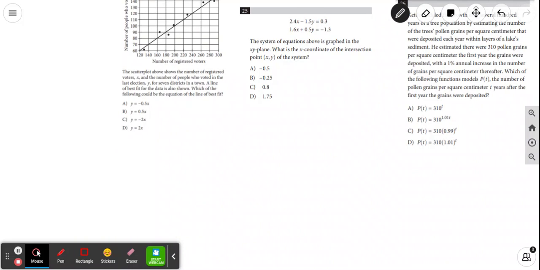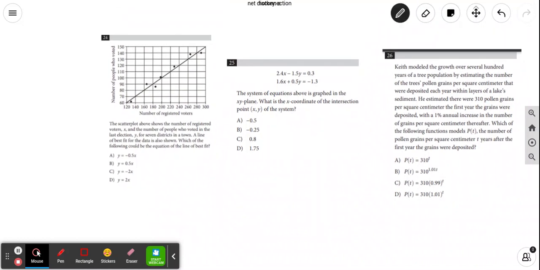Okay. 24. The scatter plot above shows the number of registered voters X and the number of people who voted in the last election Y for 7 districts in a town. A line of best fit for the data is also shown. Which of the following could be the equation of the line of best fit? It only shows slopes, so I'd find the slope. Pick 2 points, not these 2 points, 2 points on the line.